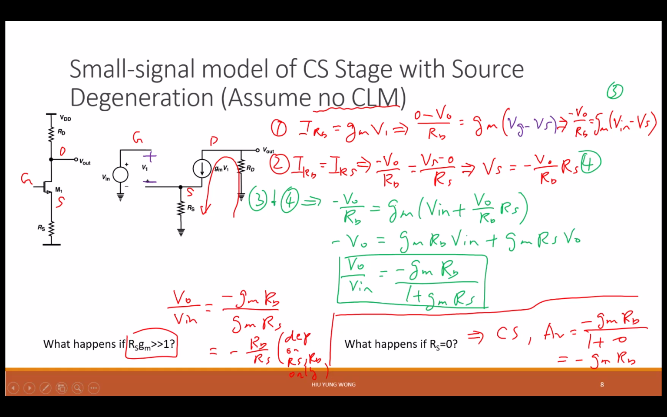But if you use common source, you really depend on gm. Then you can probably have only one supplier for the purpose that you want, right? So it becomes independent of gm. Or I would just say it depends on RS and RD only. Yeah, it depends on these two only, independent of the transistor. Okay, any question?